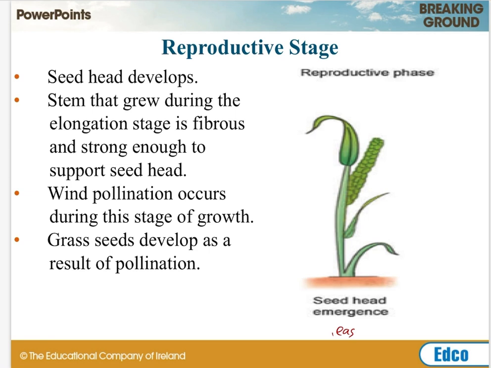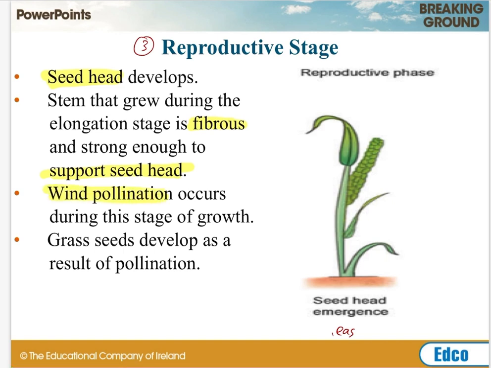And lastly, we've moved on to the final stage of our grass growth cycle, which is the reproductive stage. Here in our reproductive stage, our seed head is developing. Our stem that grew during the elongation stage is going to be very fibrous, and that is what's going to support the seed head. So the fibrous nature of the stem is going to support the seed head. It's going to disperse its seeds by using wind pollination.